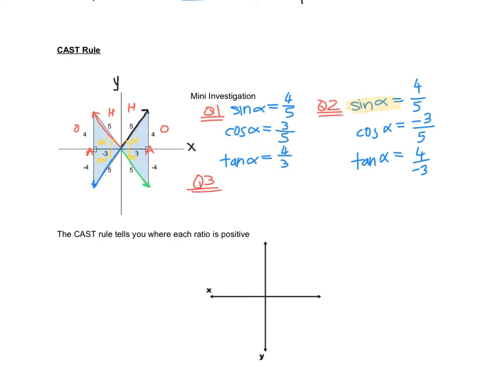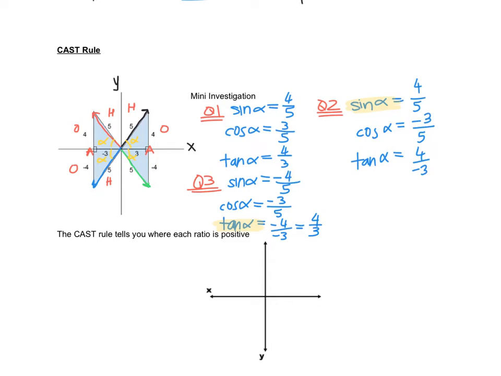And in quadrant 3, from alpha, negative 4 is opposite, negative 3 is adjacent, and 5 is the hypotenuse. So sine alpha, opposite is -4 over hypotenuse is 5. So this one's negative this time. Cos is adjacent -3 over hypotenuse 5. So that one's negative as well. And tan is opposite over adjacent, which is -4 over -3, but we know two negatives make a positive. So in this quadrant, sine and cos are negative, but tan is positive because of the double negative.